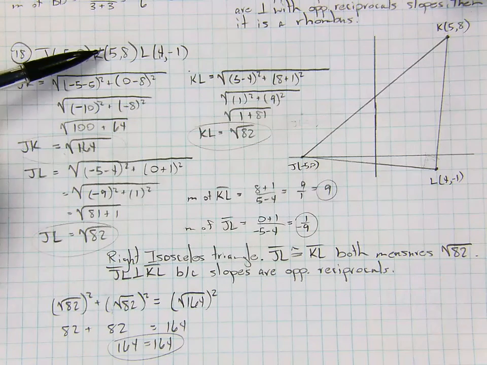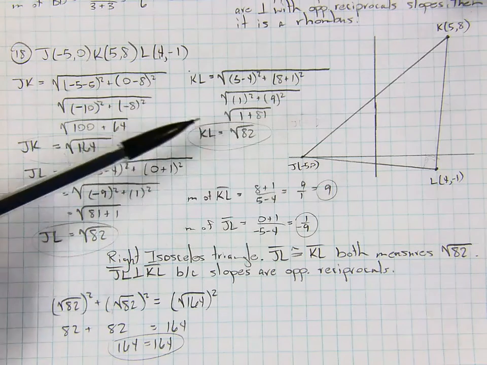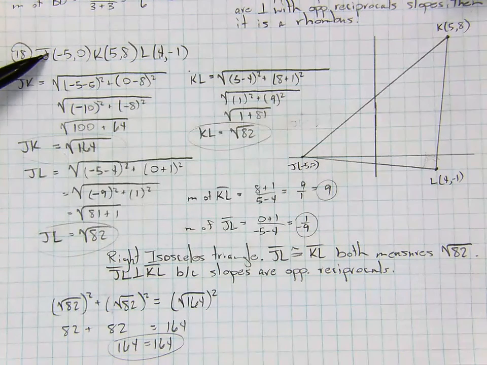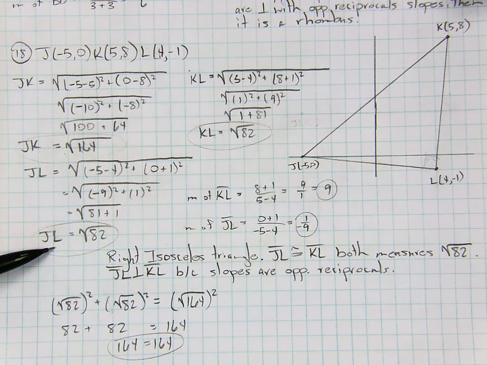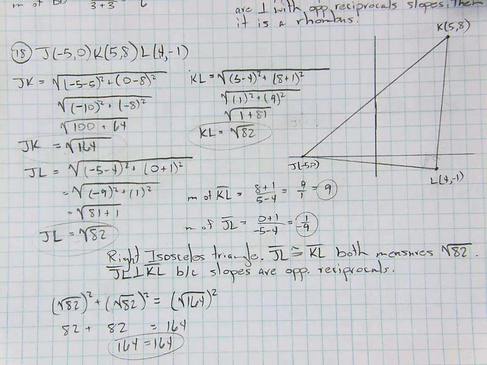Then I found KL, same thing, x minus x squared plus y minus y squared, and I got square root of 82. And then the third side would be JL, and I also got square root of 82. So these two were equal. That means it's an isosceles triangle. You don't have to punch that in the calculator to try to simplify it or get a decimal form or anything like that. You can tell square root of 82 is equal to square root of 82. So we're done. It's isosceles, right?